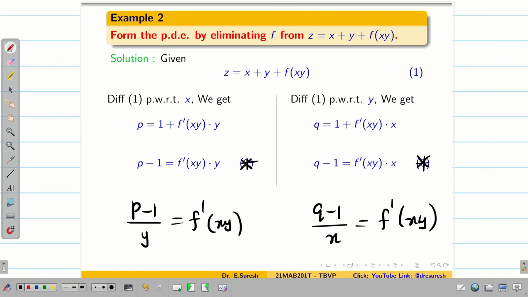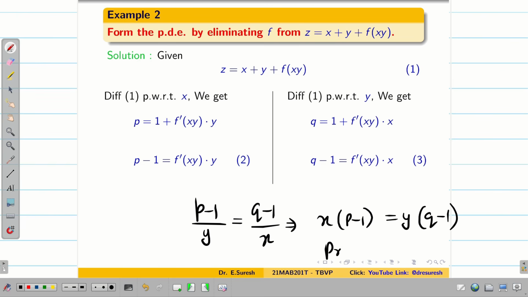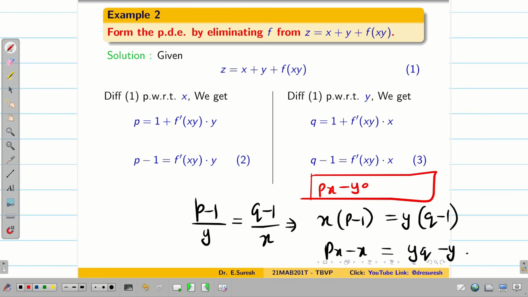My aim is to eliminate the function. See, both my RHS are same. So I can equate the LHS. p minus 1 by y is equal to q minus 1 by x. Now cross multiplying we get x into p minus 1 is equal to y into q minus 1. So px minus x is equal to yq minus y. Therefore, my final solution is px minus yq is equal to x minus y. This is my required PDE.